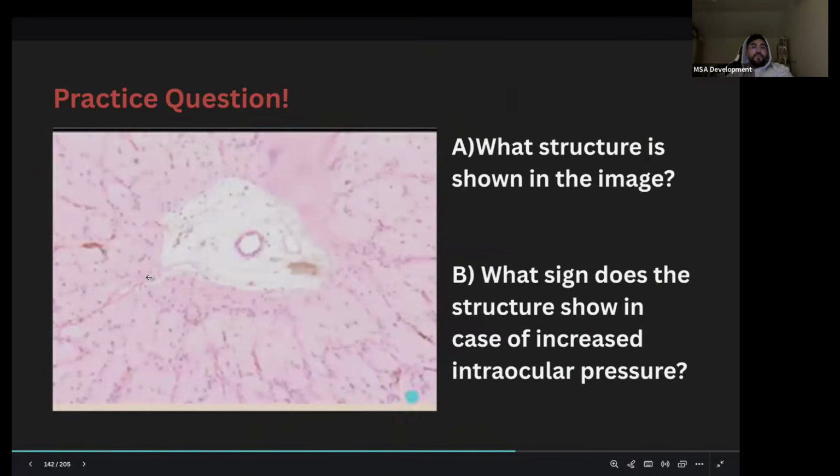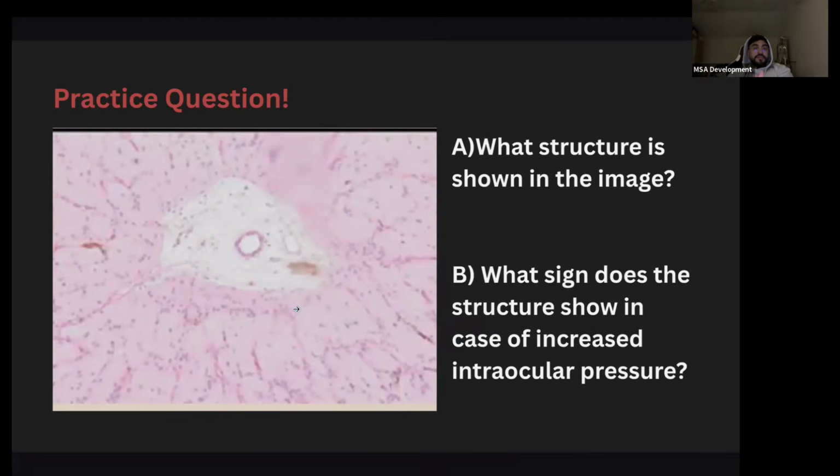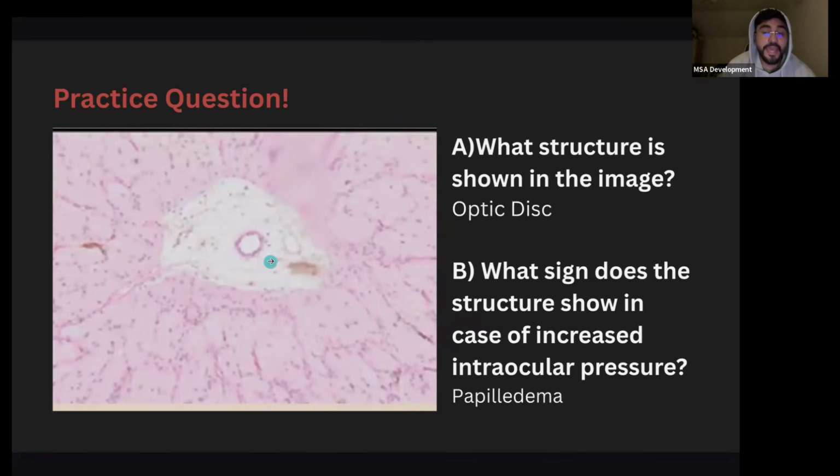Okay, sorry. Now, what structure is shown in this image, and what will happen to the structure if you have increased intracranial pressure? So this is the optic disc, and basically, if you have increased intracranial pressure, you're gonna get what we call papilledema. All right, papilledema is a hypertensive emergency. Okay, and you need to intervene immediately, or the patient might lose vision, and the optic nerve could die permanently.